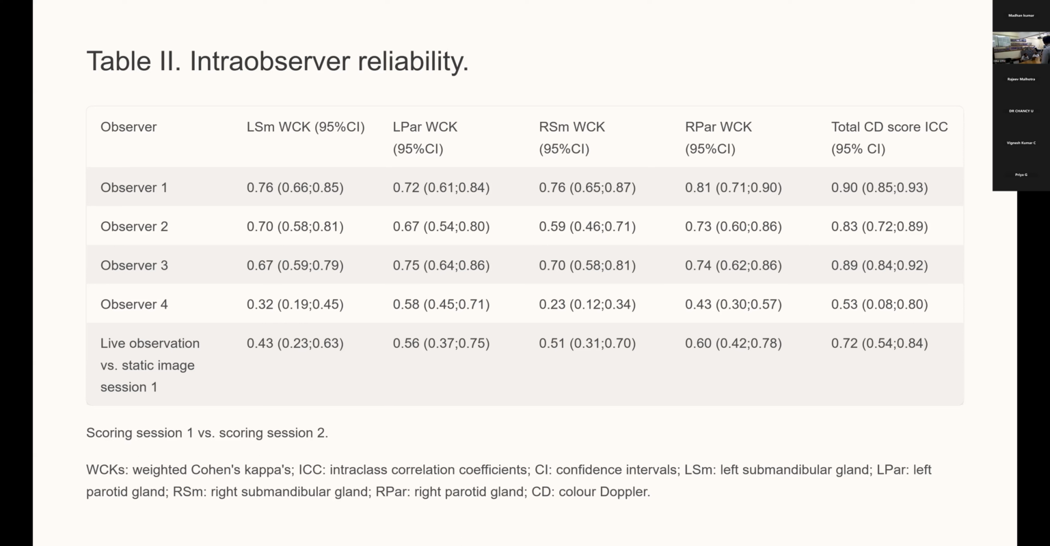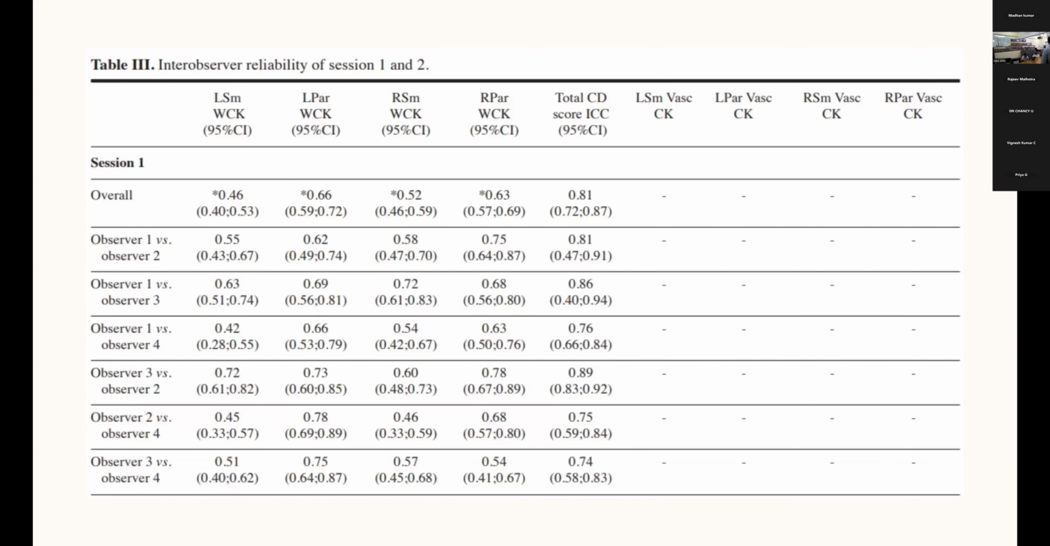So showing the same images 2 weeks apart, their interpretation was different. Similarly, for each of the 4 glands, they've gone on to see. Now, how do they look at inter-observer variability?